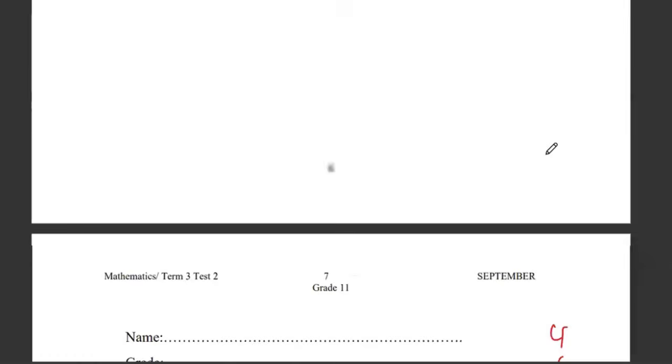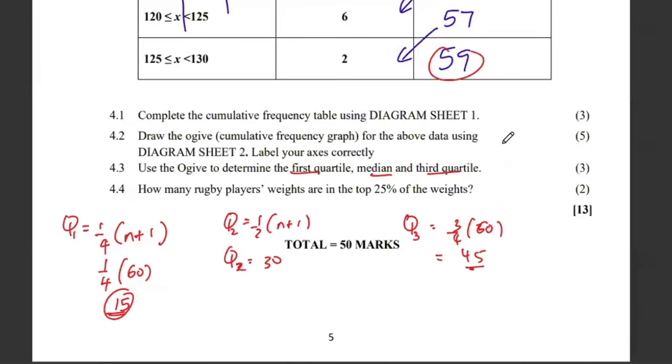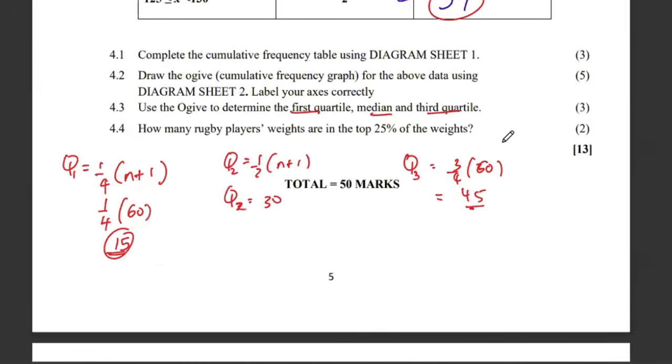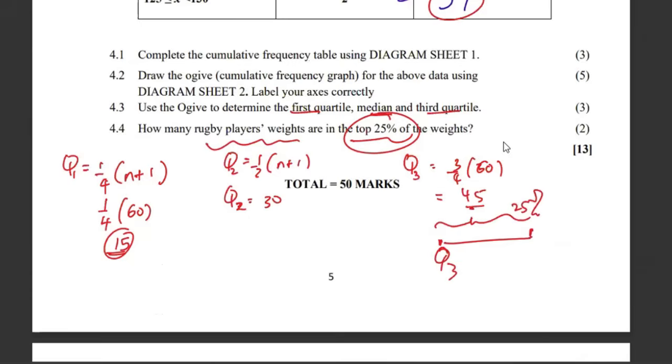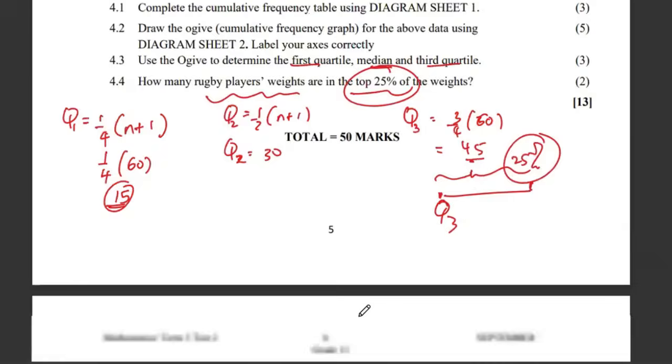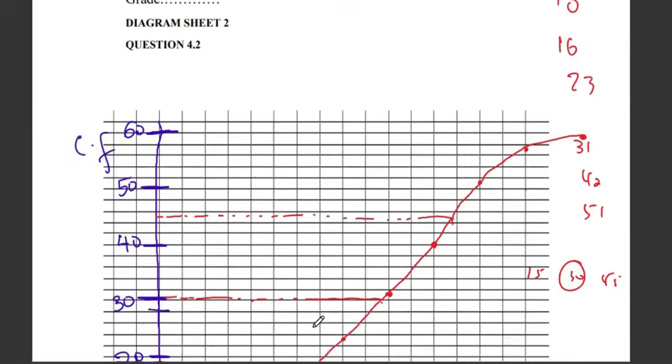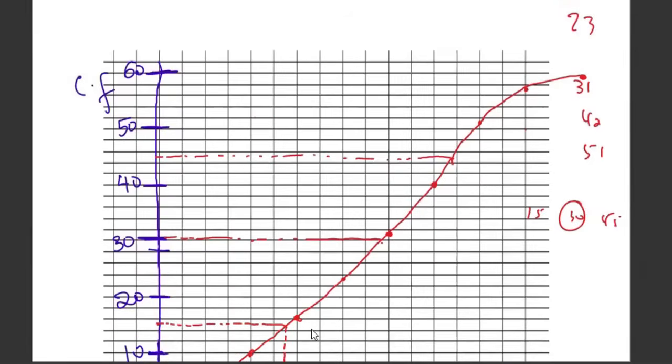So in most cases, we shall give you a range of values to say between this number and this number, we expect that to happen. All right, then how many rugby players' weights are in the top 25? So top 25, you're looking at what is happening after the Q3, because from Q3 to the maximum is a 25%. Okay, so from our graph, we say that Q3 was at 45, and we had 59. So this is the top 25, if that is the Q3. So the top 25 is having how many learners?